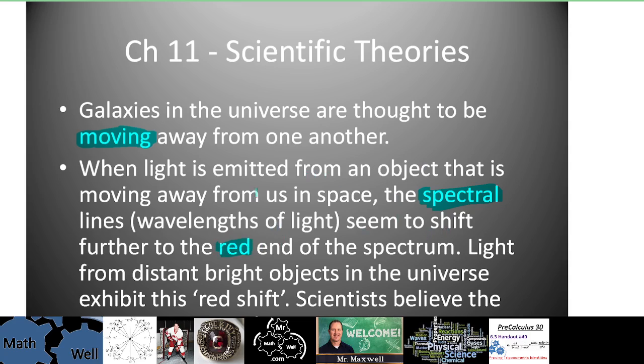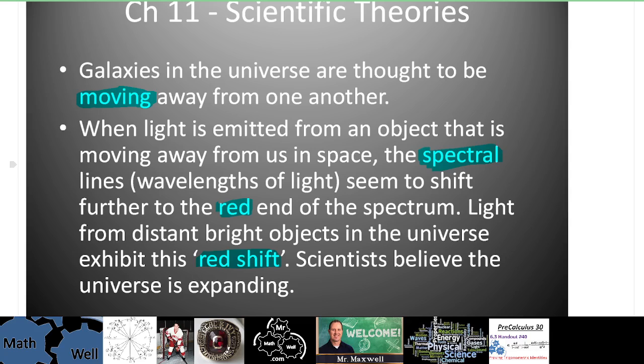When light is emitted from an object moving away from us in space, the spectral lines, and we would have an expectation of where these lines would show up, what frequencies, what wavelengths, but we notice that they're all shifted just a little bit towards the red end of the spectrum. Light from distant bright objects in the universe exhibits this red shift. It's called red shift. So scientists believe that the universe is expanding, due mostly to this observation of the light coming from distant stars and galaxies.